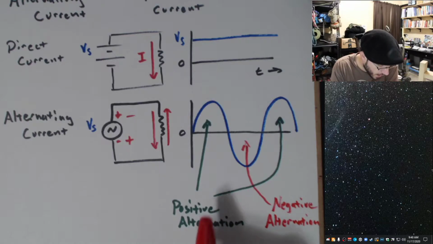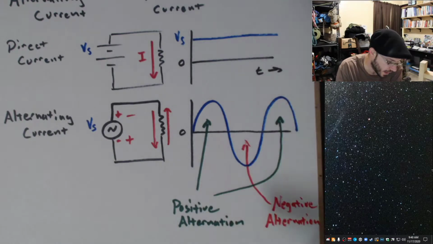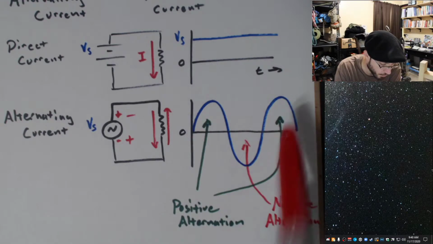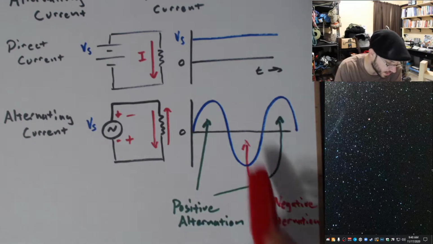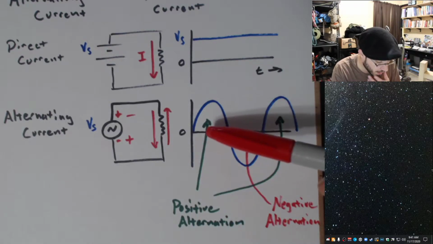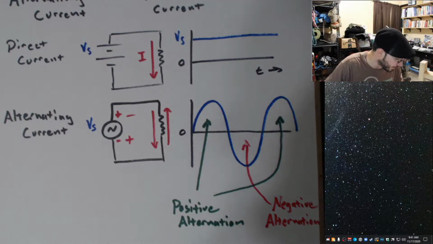Okay, so we have the positive alternation and the negative alternation. This ends up being quite useful once we start analyzing things, because many circuits will actually behave differently when the voltage is positive versus when the voltage is negative. There are some clever things that we can actually do with this alternating current over here.